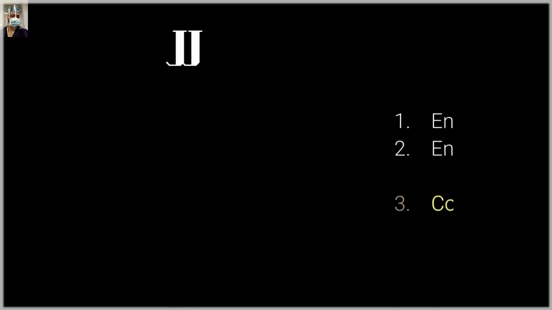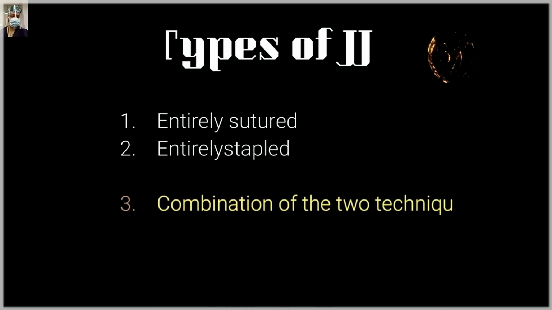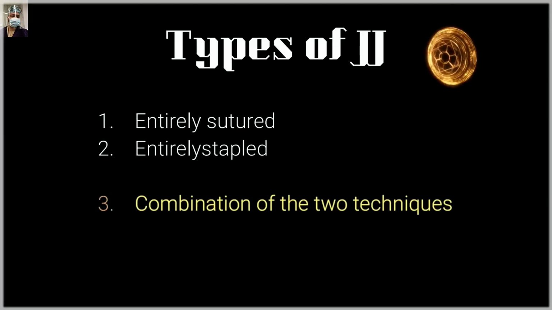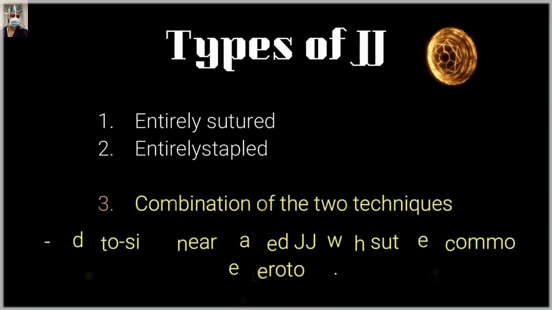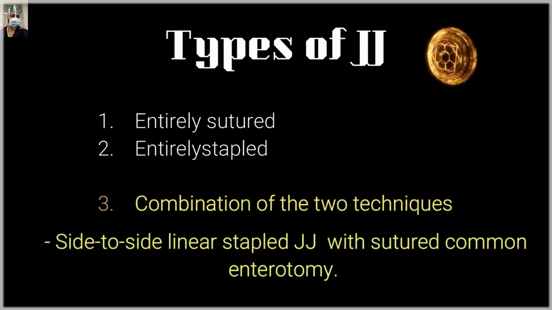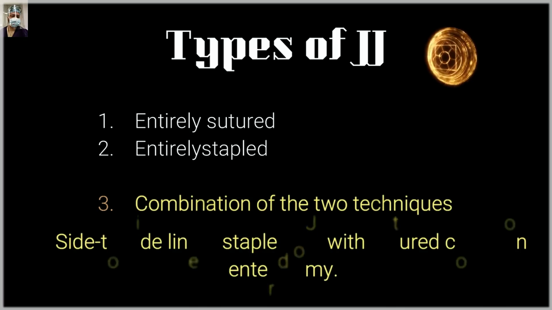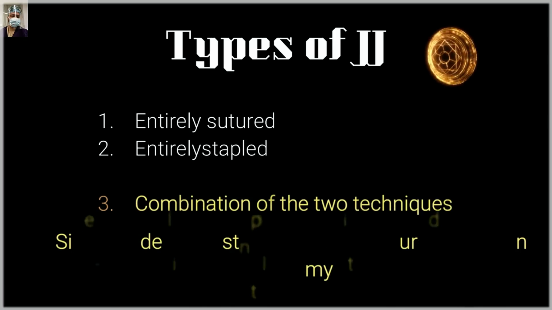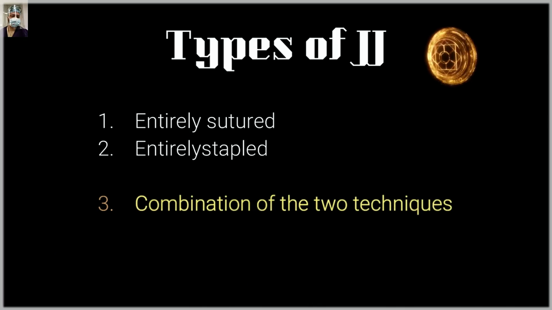So mainly there are three types of jejunojejunostomy. One is entirely sutured, that is hand sewn. Another is entirely stapled, in which we will use two staplers for creating the side-to-side jejunojejunostomy. Or third is a combination of two techniques, that is the highlight of this video, in which we do a side-to-side linear stapled jejunojejunostomy and suture the common enterotomy site. It is helpful in that it is economically more viable.